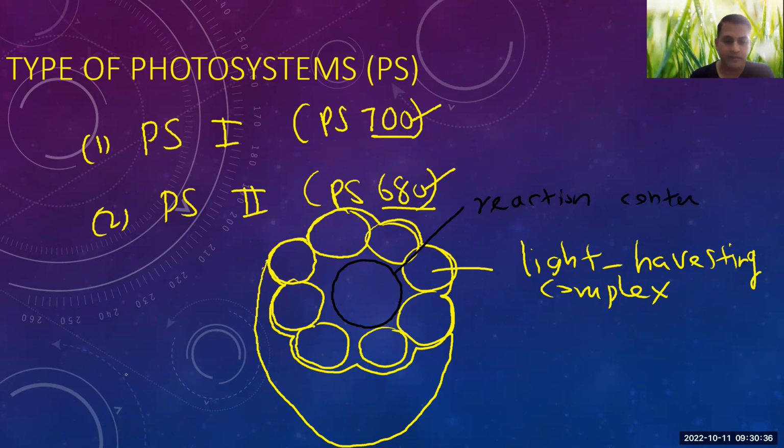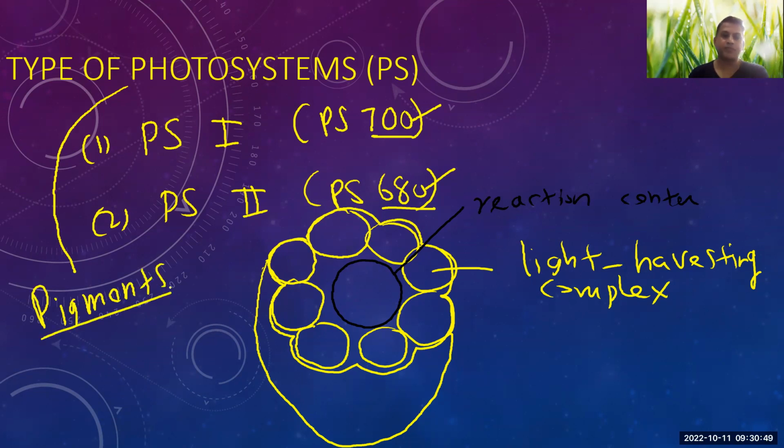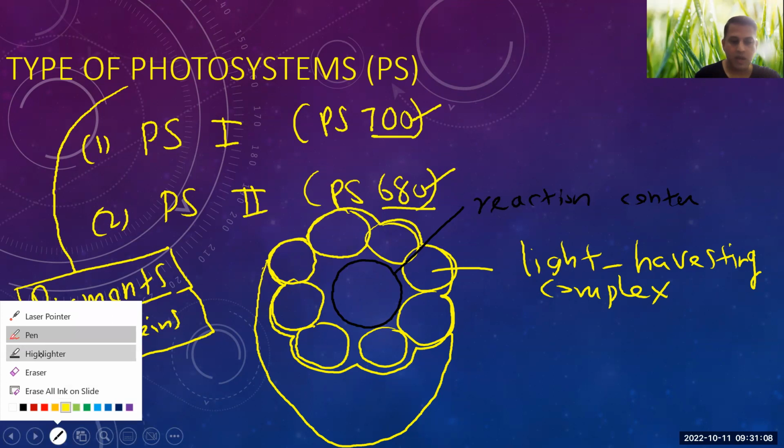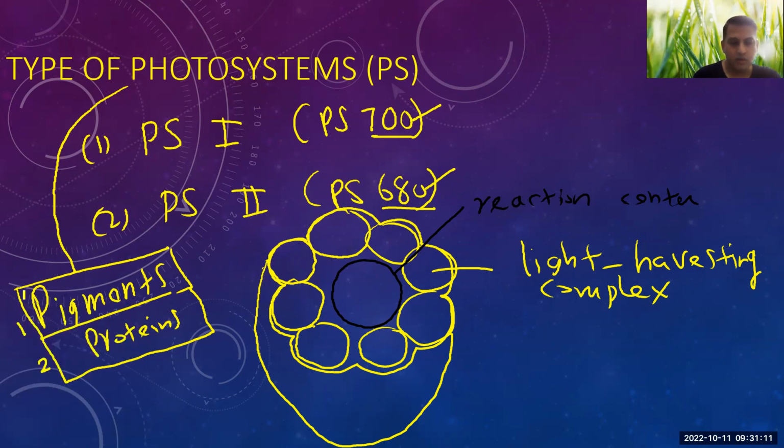A reaction center, right? So if we look at what we can find in the photosystem, we can find pigments. The photosystem consists of pigments and a protein. But we don't focus much on these proteins. We are only interested in the pigments. We are not talking about the proteins, but we are going to talk about the pigments.